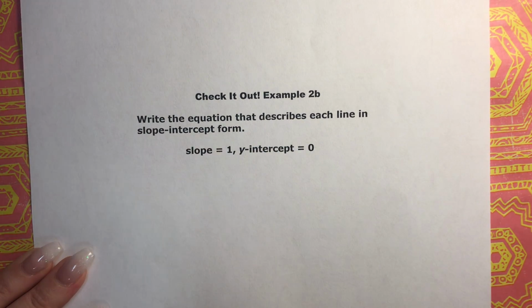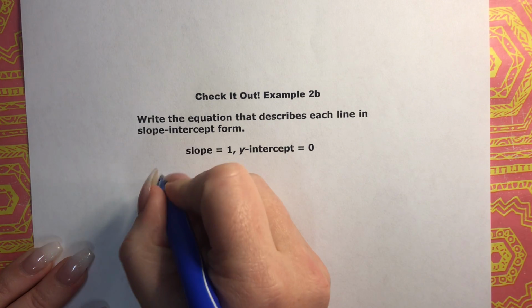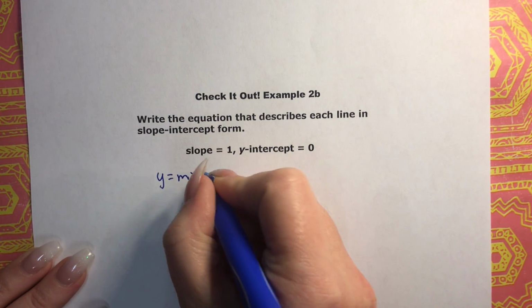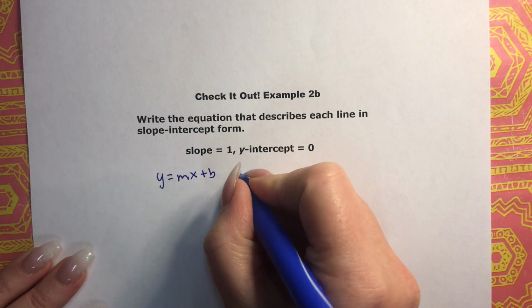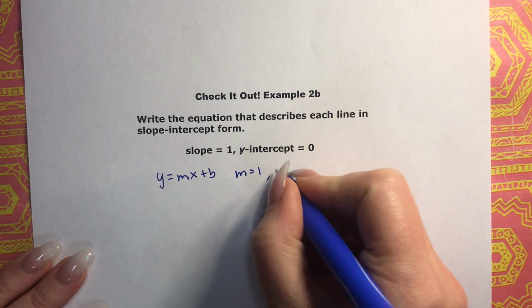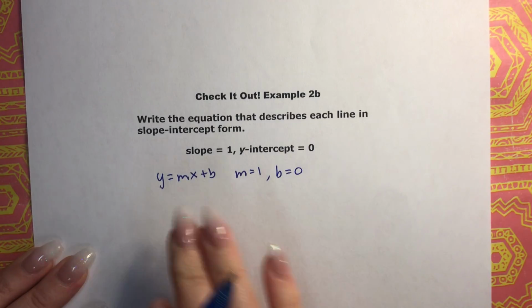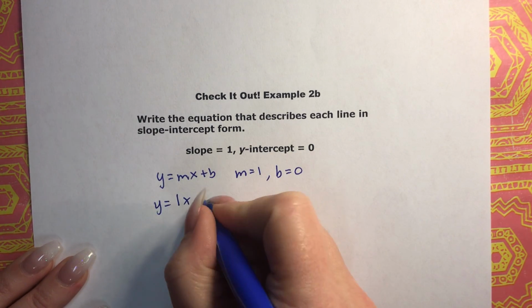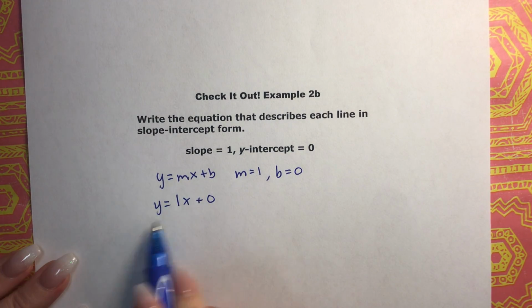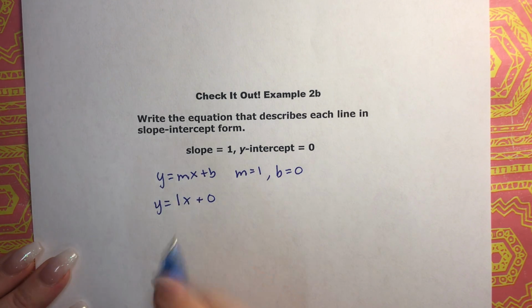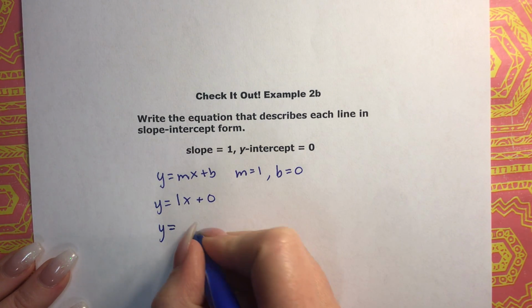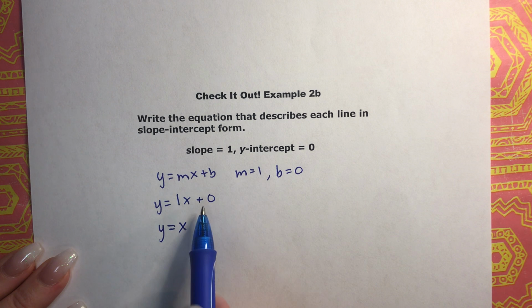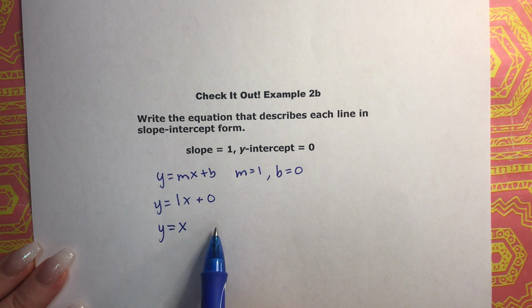So we're going to write the equation in slope-intercept form. I'm going to write y equals mx plus b. I'm going to define my variables. My slope is equal to 1. My y-intercept is equal to 0. And then I just substitute the values in. y equals 1x plus 0. Now I'm going to simplify this. No one ever writes 1x. You just write x. So we're going to say y equals x. And then we're not going to put plus 0. There's going to be nothing there. And when there's nothing there, we know that our y-intercept is 0.